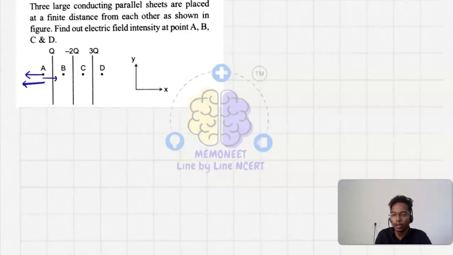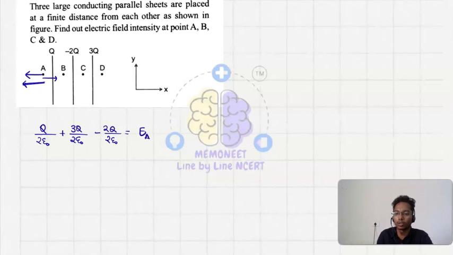Okay, so we have Q upon 2 epsilon naught as the value. So Q upon 2 epsilon naught plus 3Q upon 2 epsilon naught minus 2Q upon 2 epsilon naught. So this will be the value of the electric field for the point A.